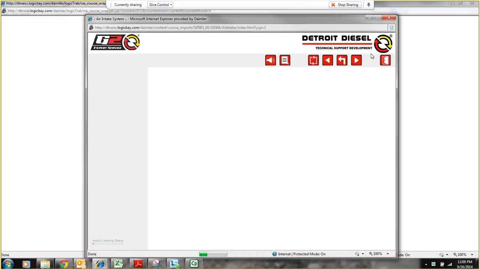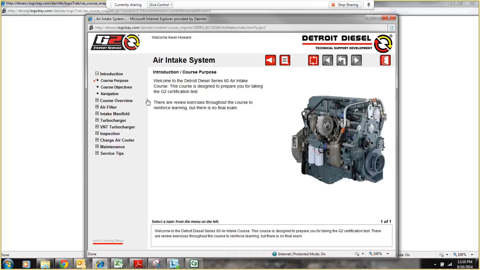After completing the air intake course, you will be able to describe the purpose and function of the air cleaner, describe the purpose and function of the intake manifold, identify inspection and cleaning procedures for the.